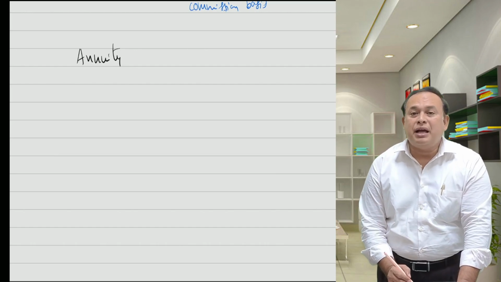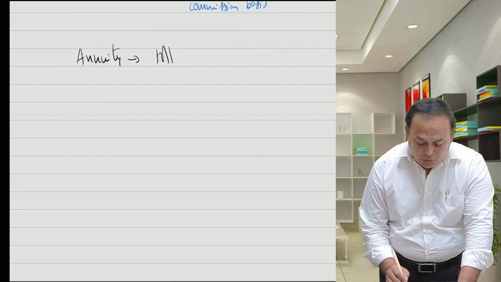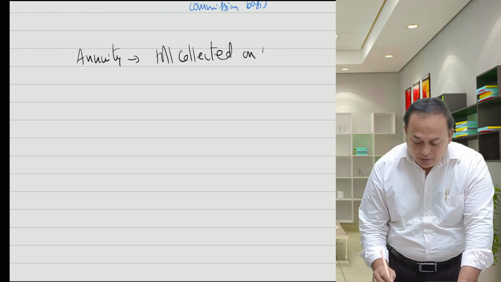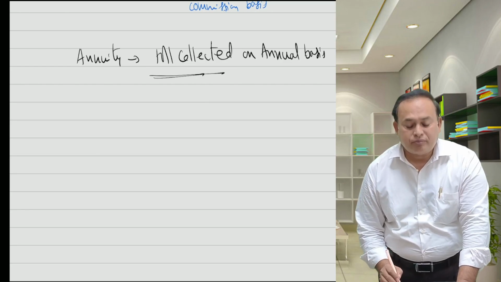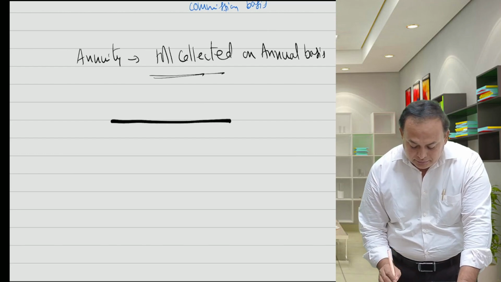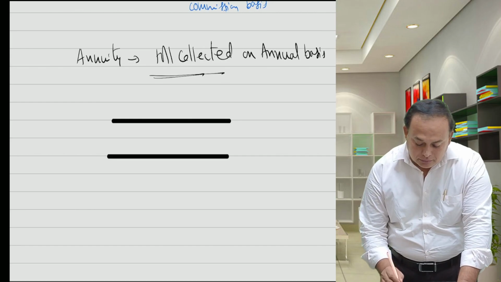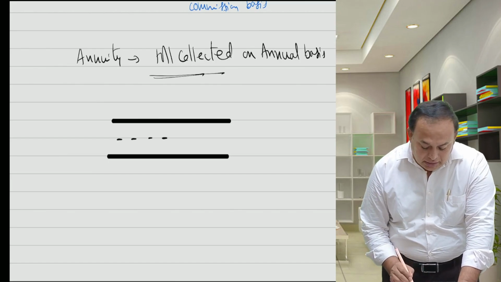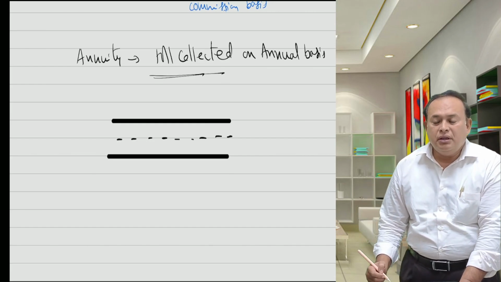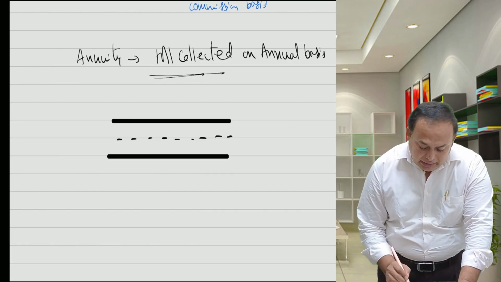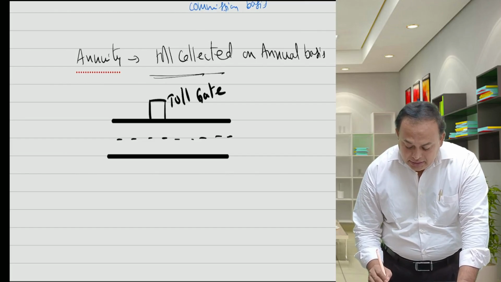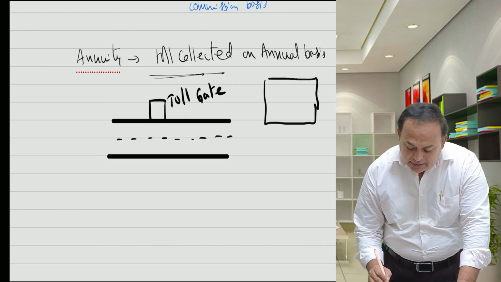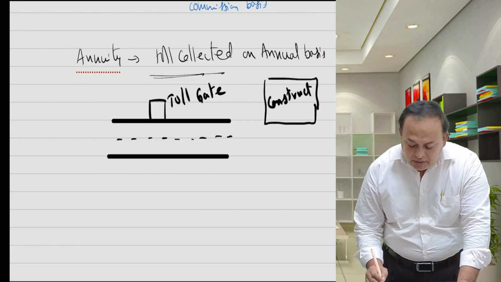Annuity: toll collected on annual basis. What generally happens is, there is a national highway, and exactly here there is a toll point, a toll gate. After crossing the toll gate, there is some construction work going on.